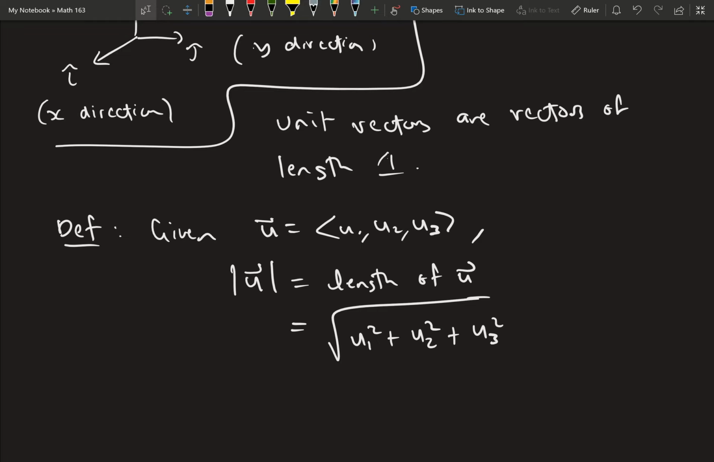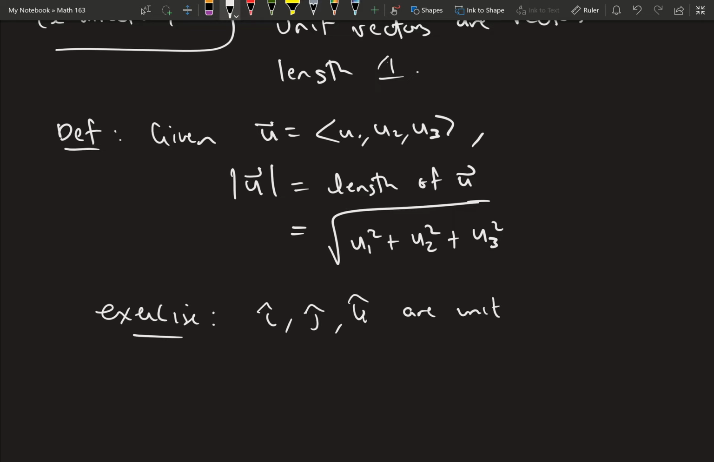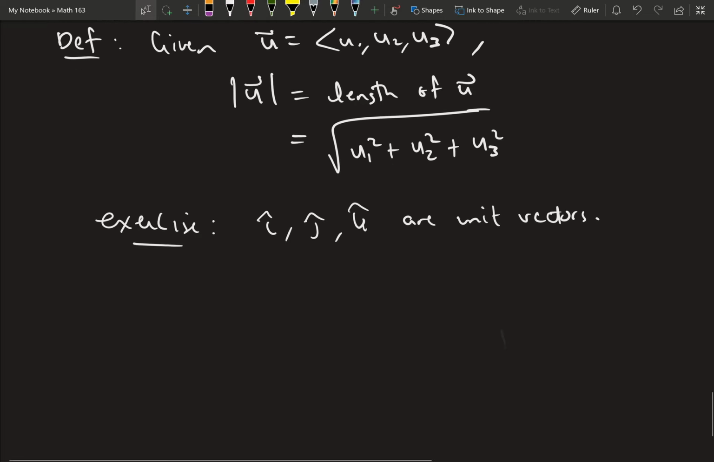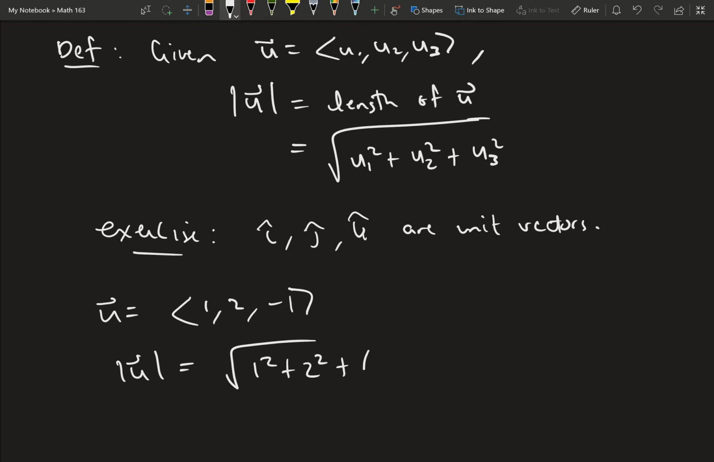Okay. It's a little bit trivial here, but I'll leave it as an exercise. You can see that the vectors i, j, and k are unit vectors. They have length 1. You don't even really need to use the distance formula, you can just see it visually. But what if you're given a general vector that's not a unit vector? Let's say you have ⟨1, 2, -1⟩, which has length the square root of 1 squared plus 2 squared plus negative 1 squared, which is the square root of 4 plus 2, which is 6.